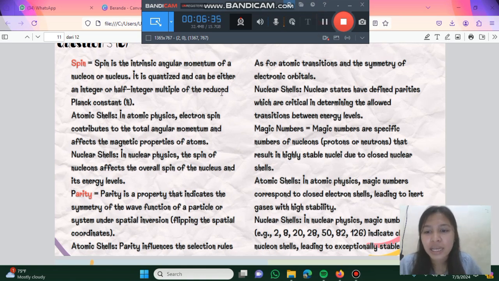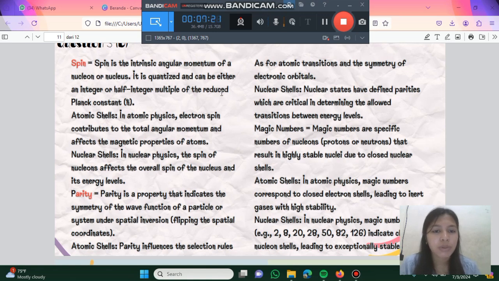The next is parity. Parity is a property that indicates the symmetry of the wave function of the particles of the system under spatial inversion, or flipping the spatial coordinates. In atomic shells, parity influences the selection rules for atomic transitions and the symmetry of electron orbitals. And in nuclear shells, nuclear states have defined parities, which are critical in determining the allowed transitions between energy levels.